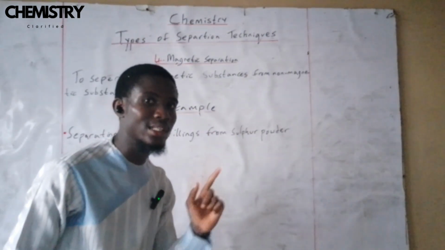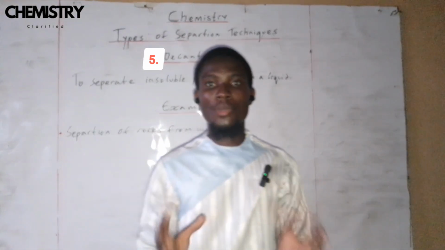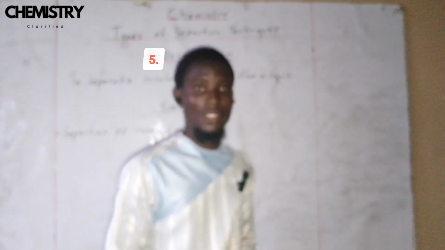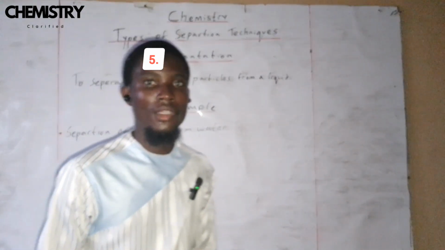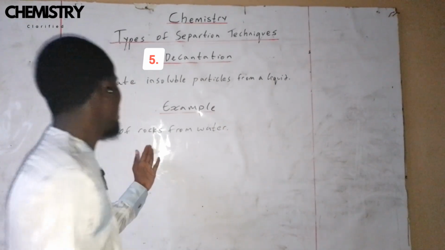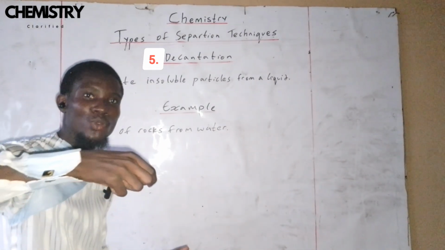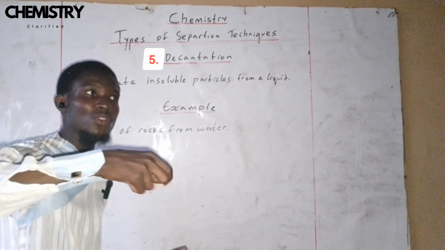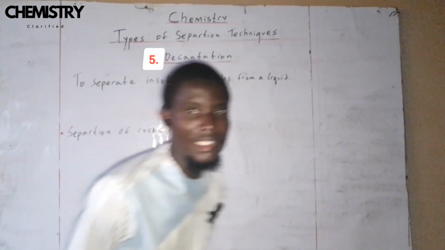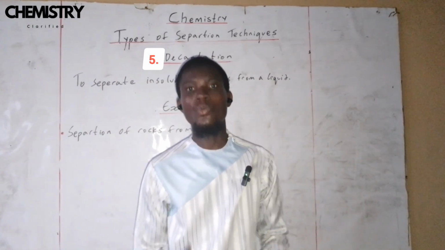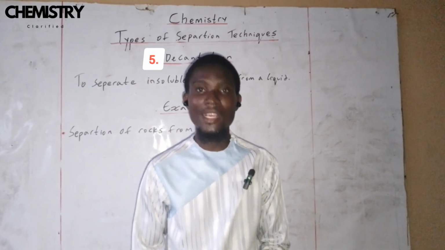And the next one is decantation. Decantation is used to separate substances that do not dissolve in a particular liquid, that is, insoluble particles, from a liquid. For instance, if you have small rocks inside the water, you can carefully pour out the water without letting the rocks fall out, and that way you have separated the water from the rocks. Although this is not a very efficient separation technique, it is still an example of a separation technique.